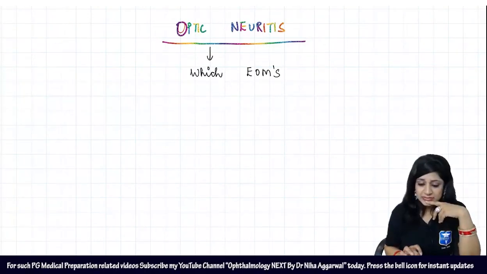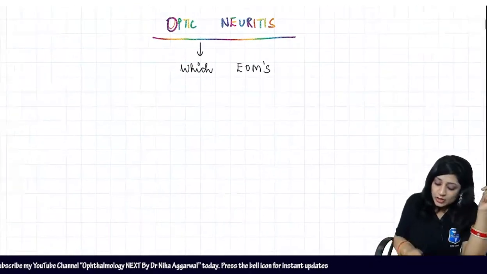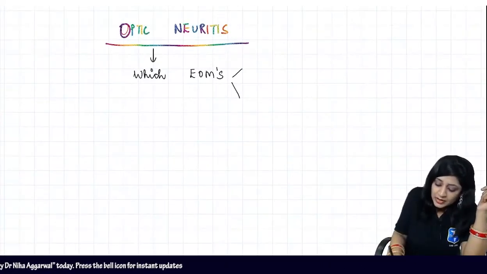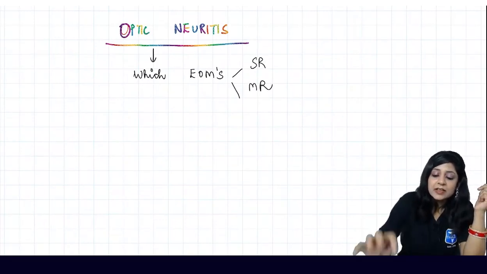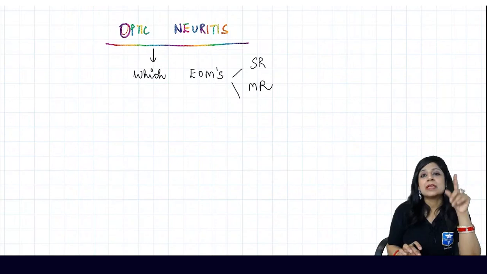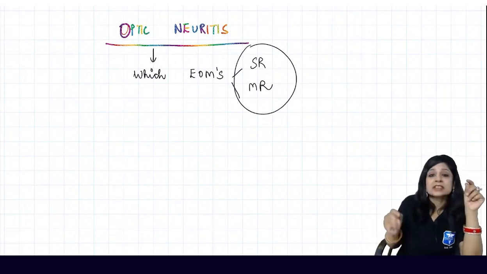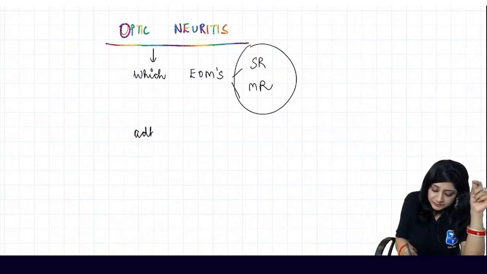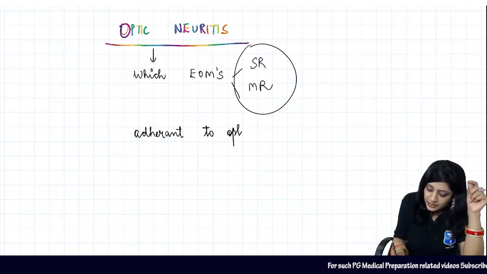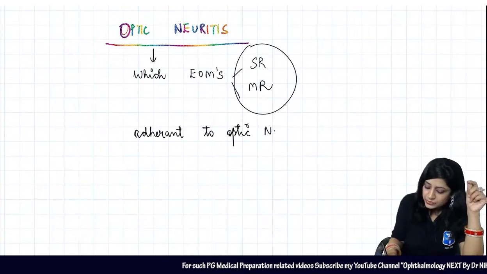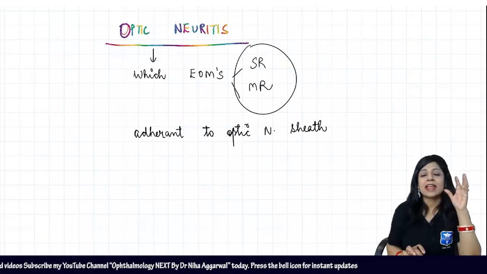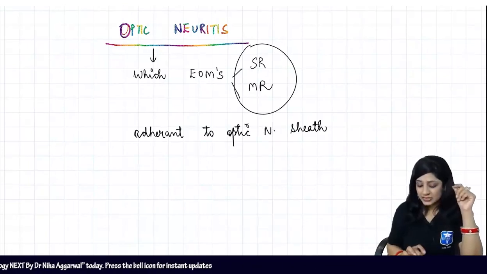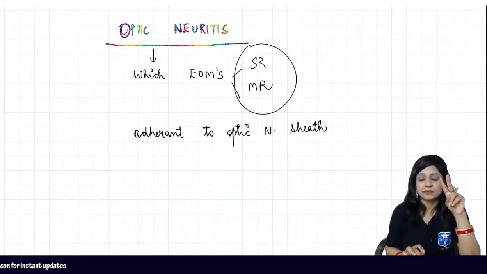So which extraocular muscles are involved? The extraocular muscles which are involved are the superior rectus and the medial rectus. Specifically, it is the superior rectus and the medial rectus because these two muscles are adherent to the optic nerve sheath. That is why basically these two muscles are involved.